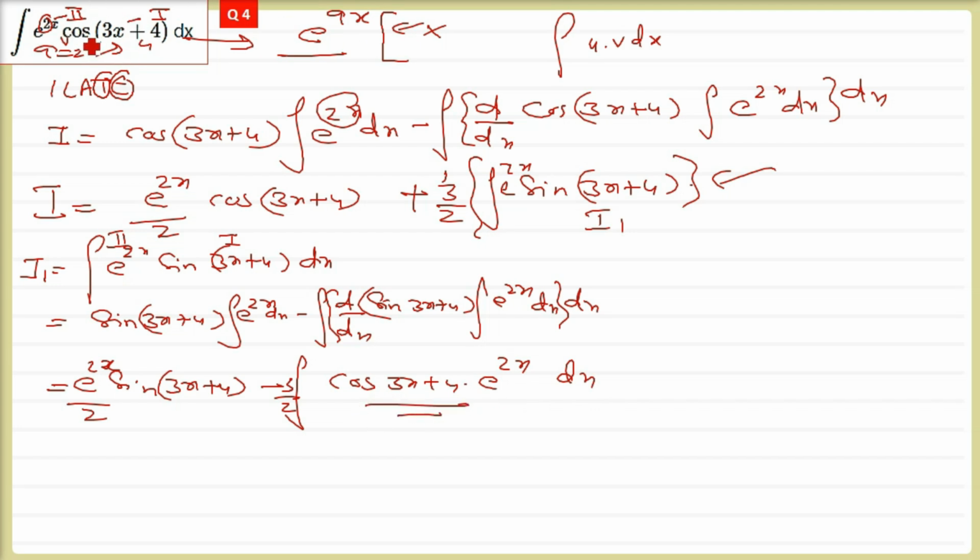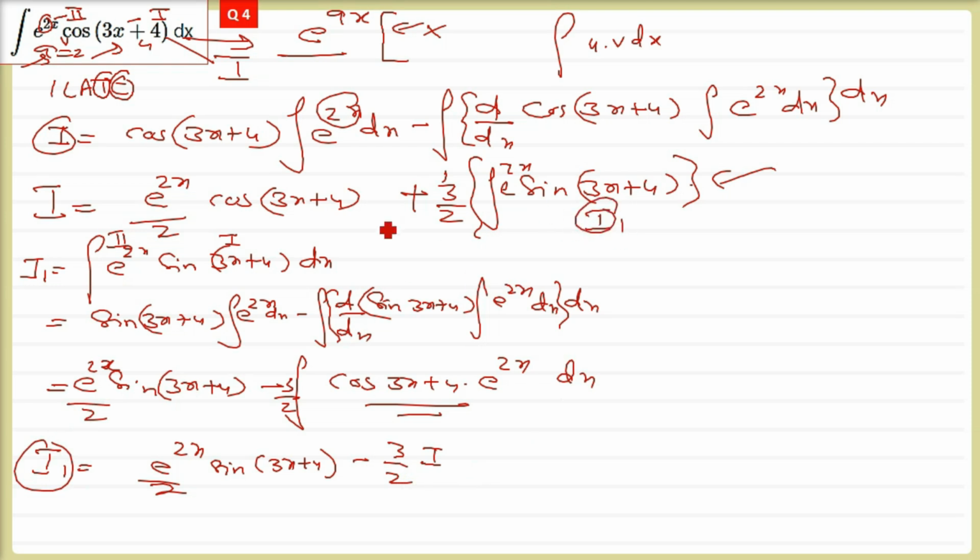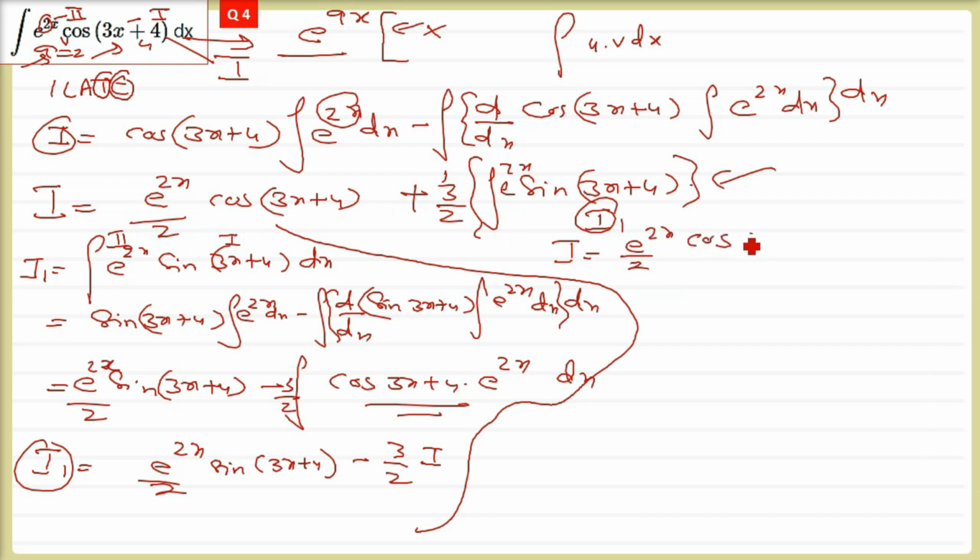Now this is the original equation which we started. What was I1? I1 is e^x divided by 2 sin(3x + 4) minus 3 by 2, and this is I only. So I am writing I. Now this I1 has to be replaced here because from here we left. I told you we will do I1 separately and then we will shift this I1 into the original equation where we left. So I becomes e^x by 2 cos(3x + 4) plus 3 by 2, and inside this replace I1: e^x by 2 sin(3x + 4) minus 3 by 2 I.